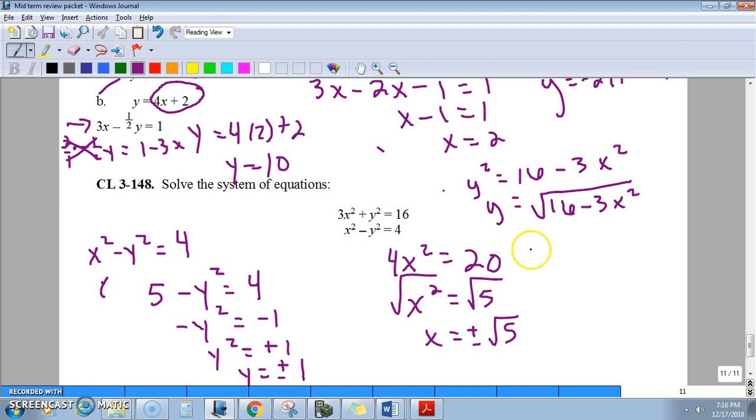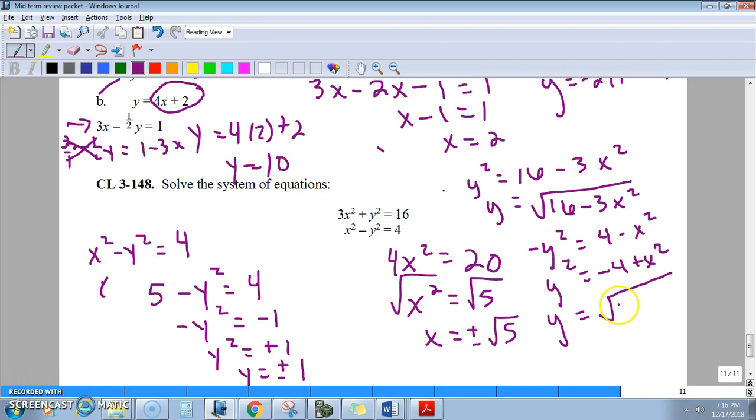And on the bottom one, we have negative y squared equals 4 minus x squared. But we're going to divide it by negative to get rid of this negative. So what that does is it just changes each of these. It just gives us negative 4 plus x squared, then take the square root. So we have y equals the square root of negative 4 plus x squared. So these are the two equations we want to put in the calculator. I'm going to pause and do that.